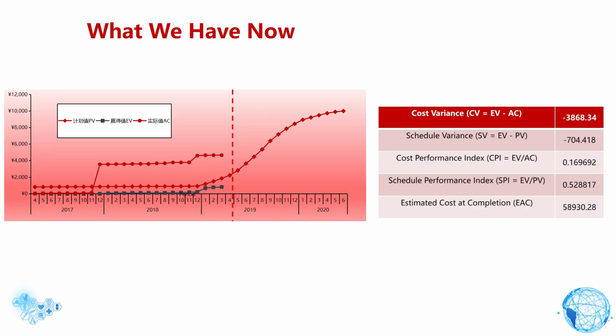Cost variance, CV equals EV minus AC. Schedule variance, SV equals EV minus PV. Cost Performance Index, CPI equals EV/AC. Schedule Performance Index, SPI equals EV/PV. Estimated Cost at Completion, EAC.